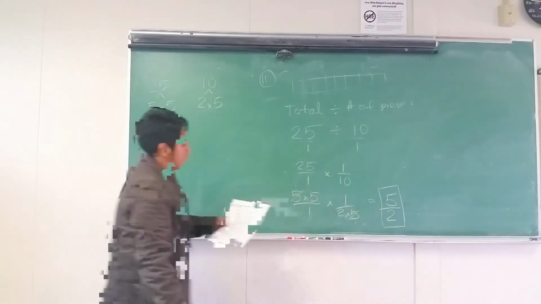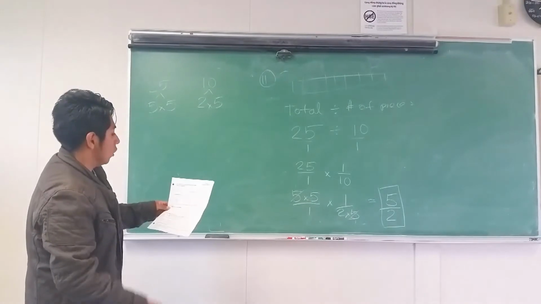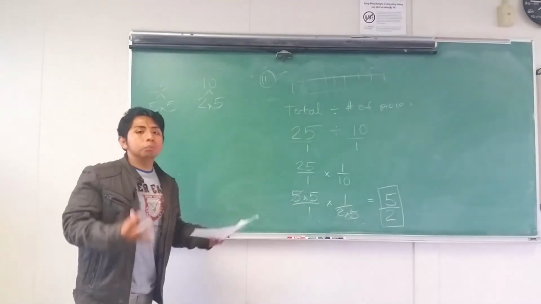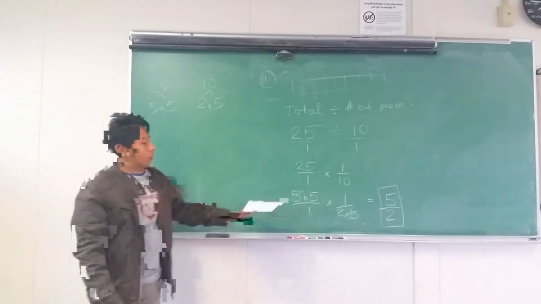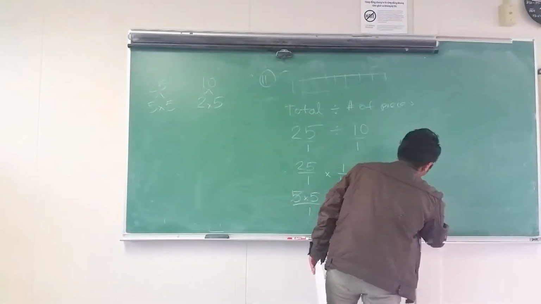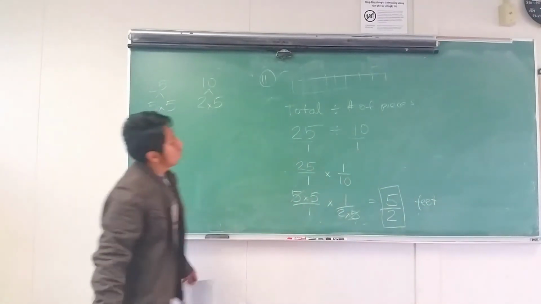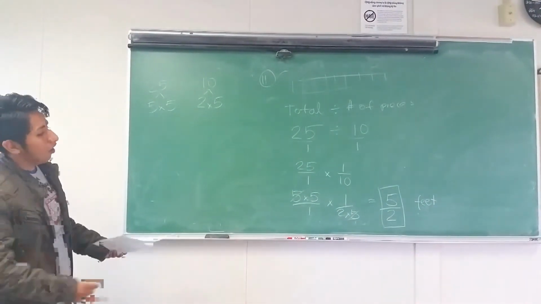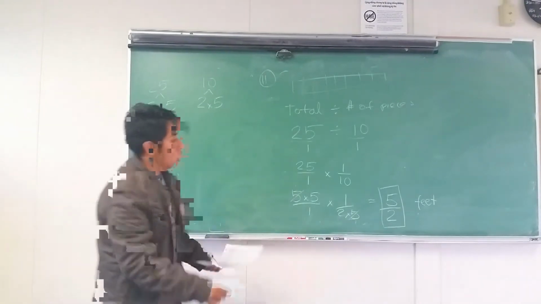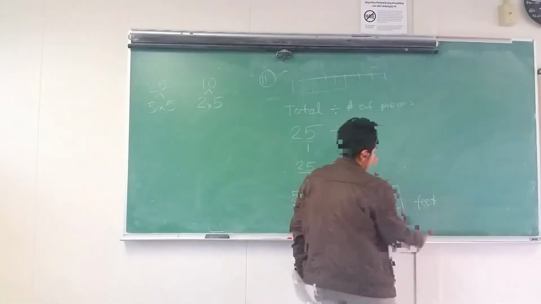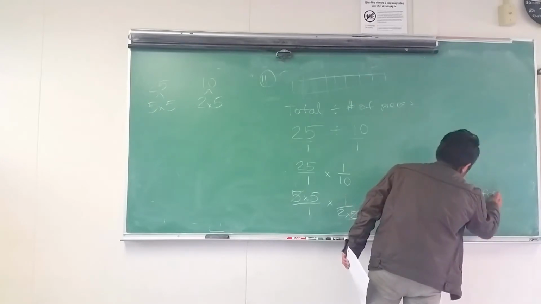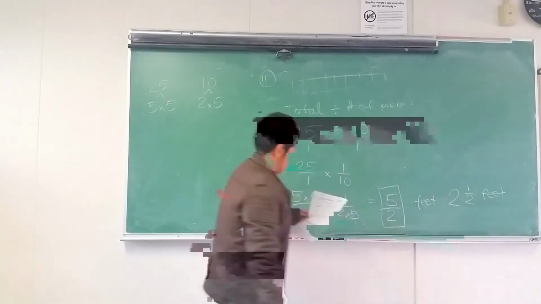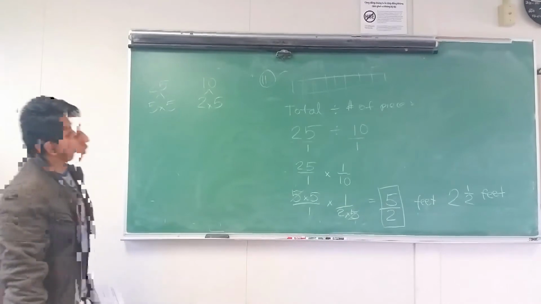But 5 halves of what? What units are we talking about? They're asking you how long is each piece. If each piece is measured in feet, then we have 5/2 feet actually. But how much is 5/2 feet? You do your long division. In your long division, you will obtain that it's 2.5 feet. That's how long each piece will be.